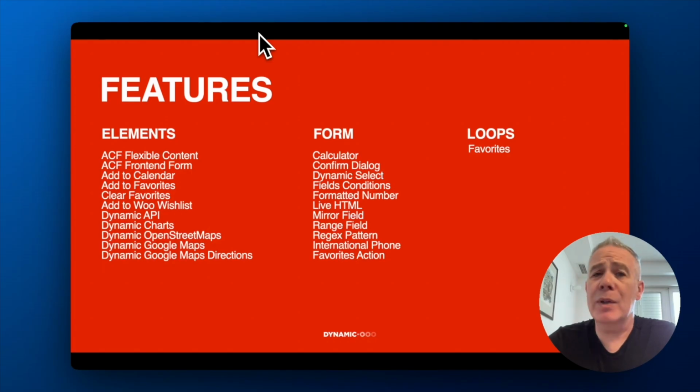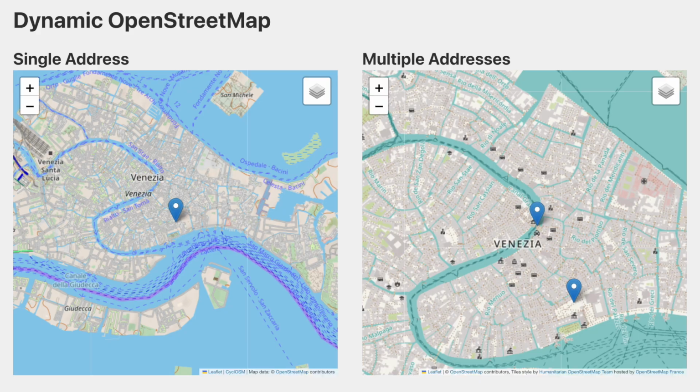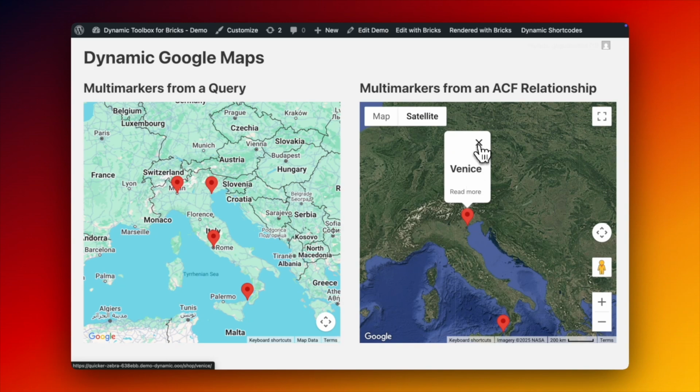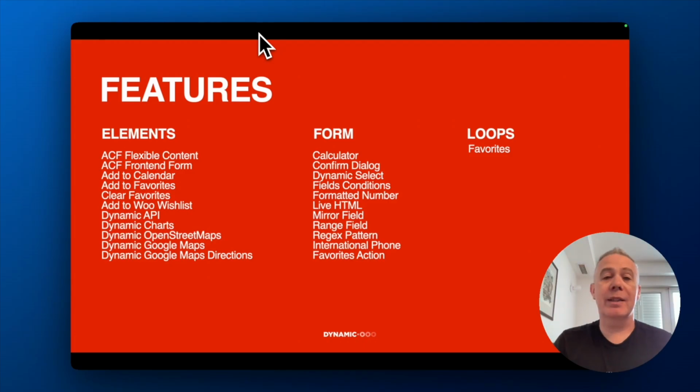But on top of that, there's a bunch of other things like adding to your favorites, adding to your calendar, and adding to the Woo wish list. So if you want to create wish lists and you're a WooCommerce user, you'll be able to use this to do that. You can clear your favorites, but you've also got OpenStreetMap, dynamic Google Maps, and dynamic Google Maps directions. So again, it opens up more possibilities. If you're creating things like real estate websites or an Airbnb kind of site, you want to have directions and things. This is a cool way to do it. Those are some of the key elements that I think are definitely noteworthy.